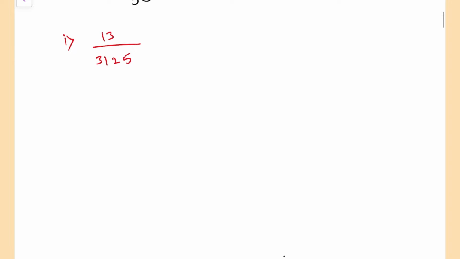If the denominator is in the form of 2 power n into 5 power m, I repeat, if the denominator is in the form of 2 power n into 5 power m, then the rational number has a terminating decimal, otherwise a non-terminating recurring decimal. Recurring and repeating, both words are the same. So I repeat again, if the denominator is in the form of 2 power n into 5 power m, it has a terminating decimal, otherwise a non-terminating recurring decimal.